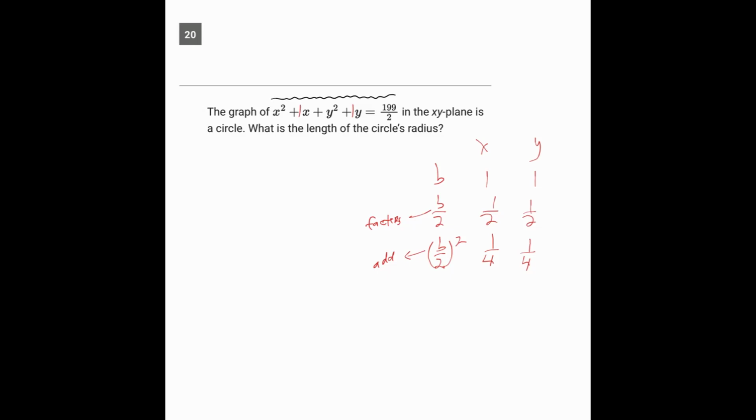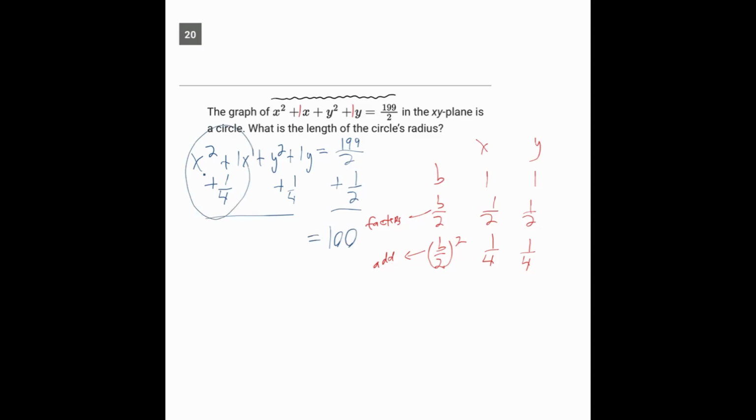So let's rewrite this here. x squared plus 1x plus y squared plus 1y is 199 over 2. We're going to add 1/4 here. We're going to add 1/4 here. And all together, that's 2/4. So we just added 2/4 on the left side of the equal sign. 2/4 is the same as 1/2. So let's add 1/2 on the right side of the equal sign. So 199 over 2 plus 1 over 2, that's 200 over 2, which is the same as 100. So we have 100 right there.